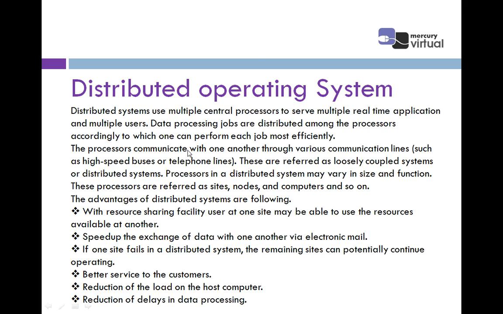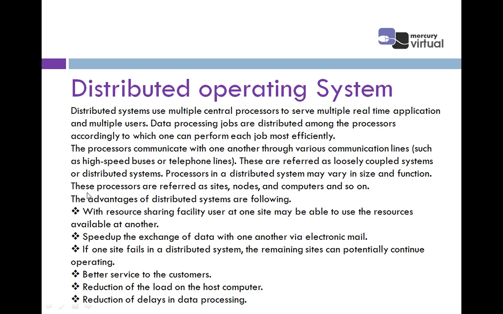The processors communicate with one another through various communication lines such as high-speed buses or telephone lines. Means if I am using a system, you are using a system. You are using different lines, but there is high-speed bandwidth. I am using the central computer, so I would need the high-speed buses or the telephone lines. Right. There are some pros and cons.